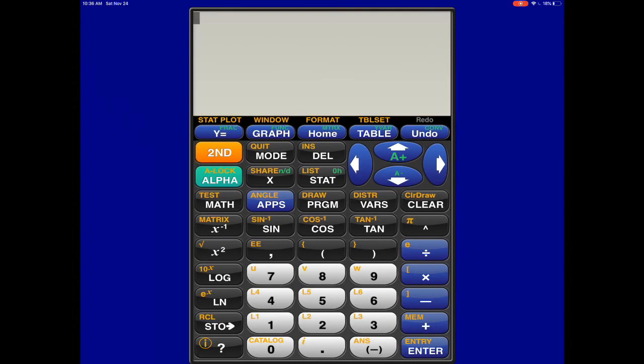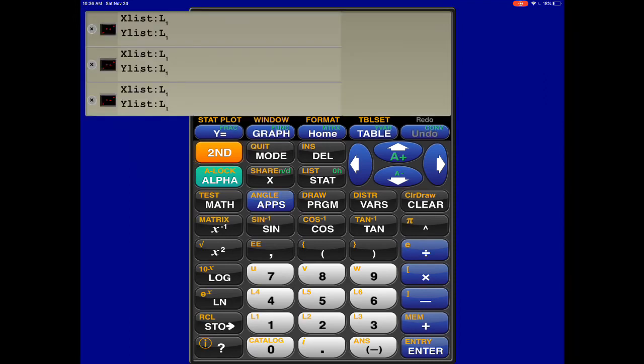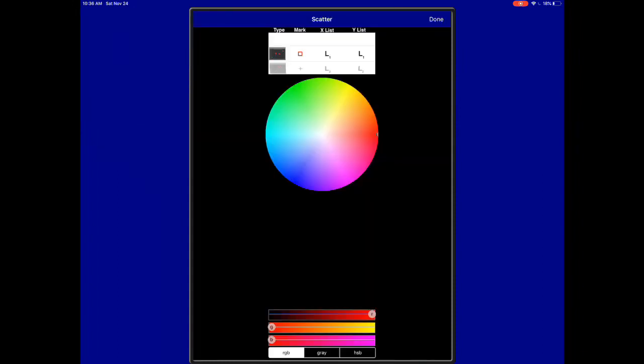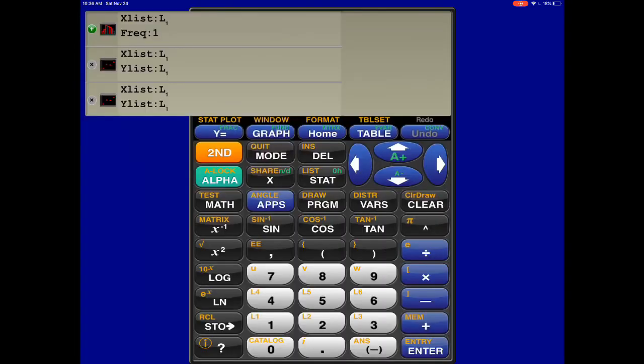So let's quit out of there. Now, let's check out what our distribution looks like. It needs to be somewhat symmetric, all right? So if we go to second y equals, that takes us to stat plot. I want to turn it on, and I want to change this to something else. I want it to be a histogram. Groovy? And we're using list 1, so that all looks good. And then let's see what that looks like.